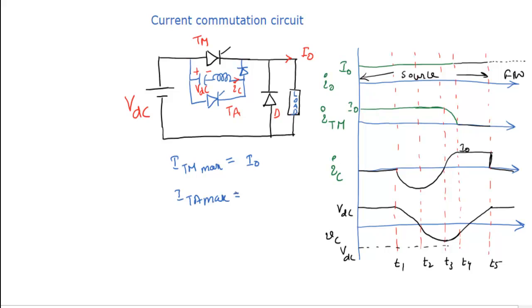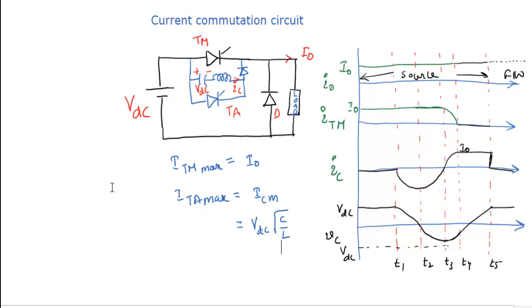But look here, in which duration is the auxiliary thyristor in conduction? The auxiliary thyristor is in conduction when the tank circuit has the voltage reversal across the capacitor. That is happening from T1 to T3. Till this duration the auxiliary thyristor is in conduction. You can see that the voltage reversal is happening. During that time the current flowing through the auxiliary thyristor is IC, but IC will be maximum at this point. So the maximum current flowing through the auxiliary thyristor will be IC max. We already discussed that IC max is the initial voltage across the capacitor, that is VDC, times root of C by L. Okay, that's one.